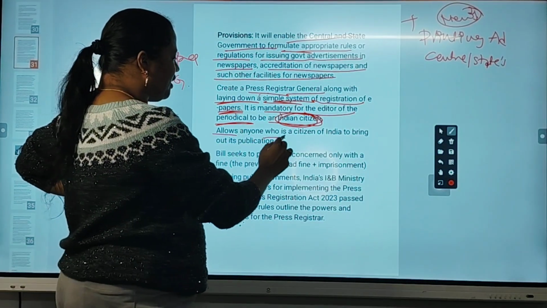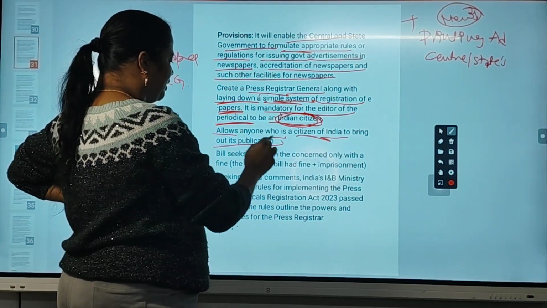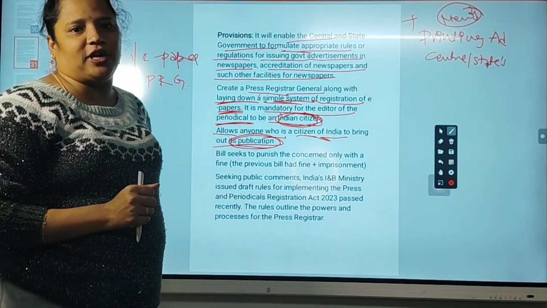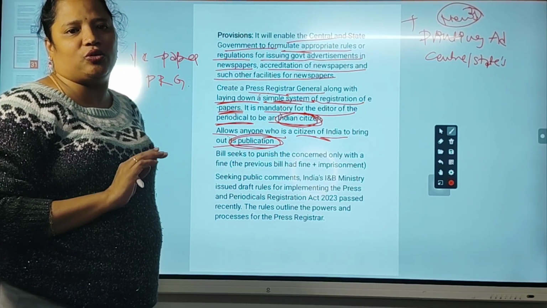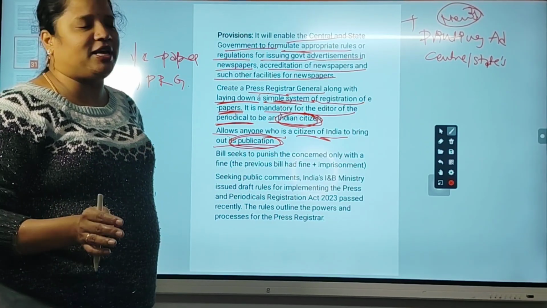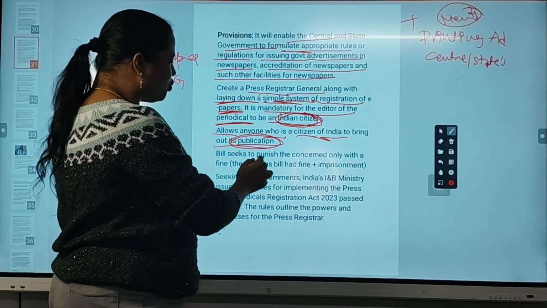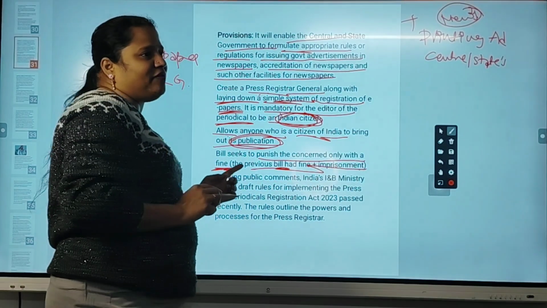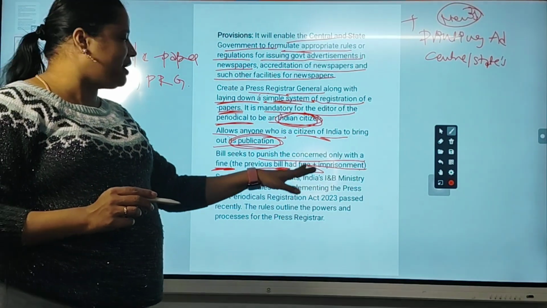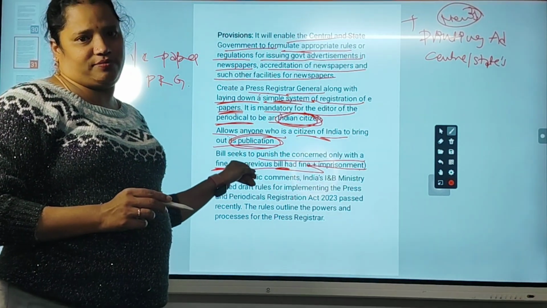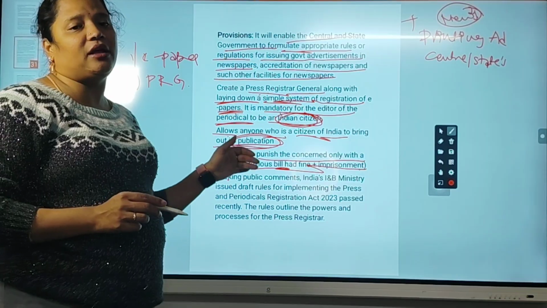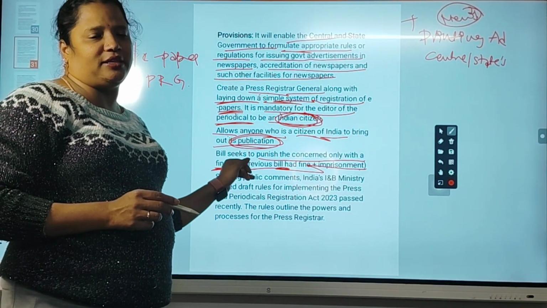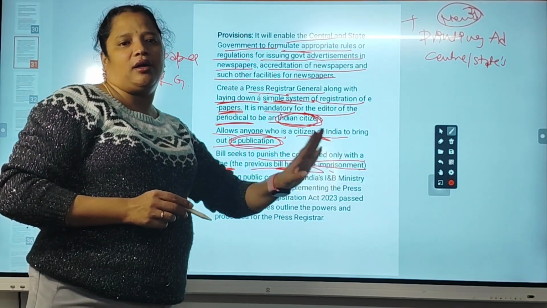It allows anyone who is a citizen of India to bring out publications, and they can bring them out freely. There is no force or control on publications anywhere in India. The bill seeks to punish the concerned only with a fine. The previous law had fine plus imprisonment in case they gave any wrong news regarding the government. Now with this act they can only give a fine, but they can't give imprisonment to the editor.